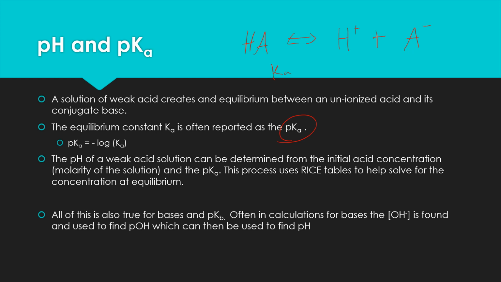The pH of a weak acid solution can be determined from the initial acid concentration, or molarity, of the solution and the pKa value. This process uses RICE tables, so those are still being used here, to help solve for the concentration at equilibrium. All of this is also true for bases and what we call the pKb, the P of the equilibrium constant for the base. Often in calculations for bases, the hydroxide ion concentration is found and used to find pOH, which can also be used to find pH. So we kind of go in that circle of finding those different values as they relate to each other.